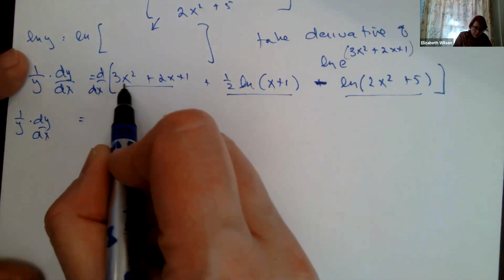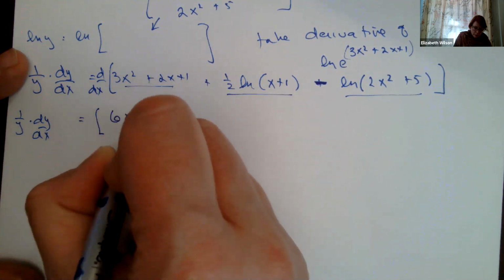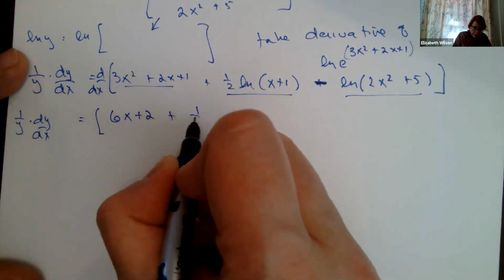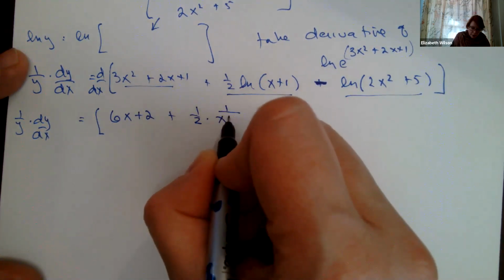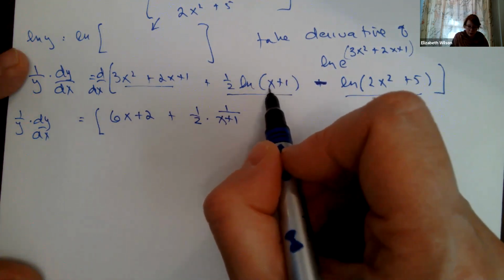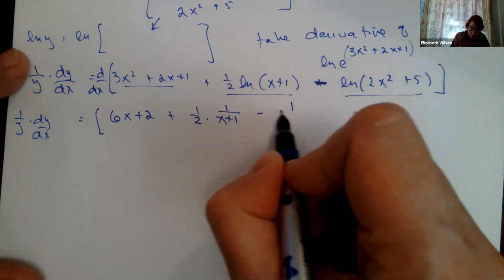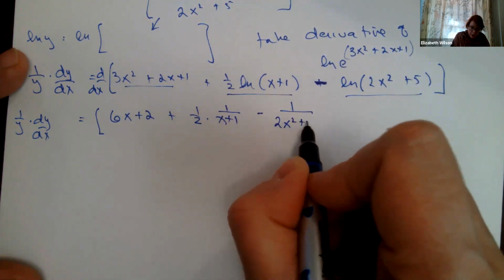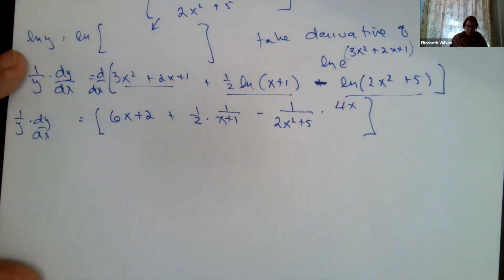All right, so the derivative of my polynomial is going to look like 6x plus 2, plus the 1/2 gets carried out. Take the derivative, 1 over what's inside. My chain rule says the derivative of that is just 1. Minus, okay, I've got this. So this is going to be 1 over 2x squared plus 5 times my chain rule, 4x.